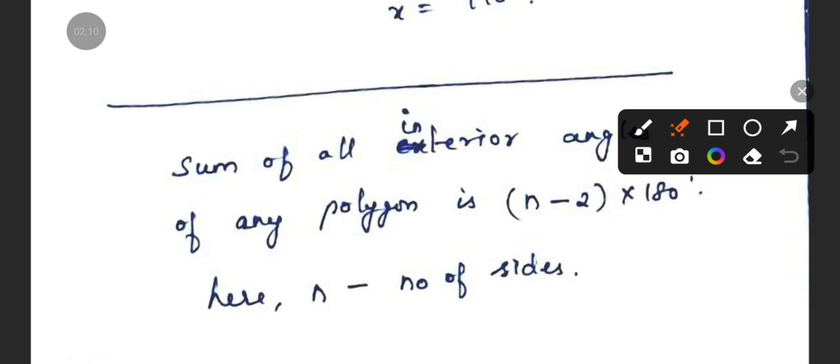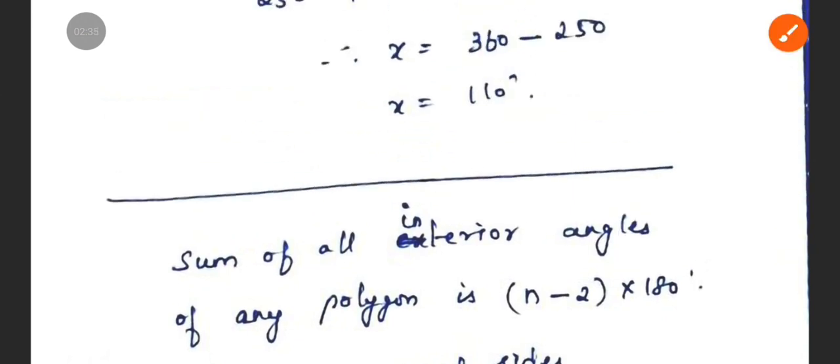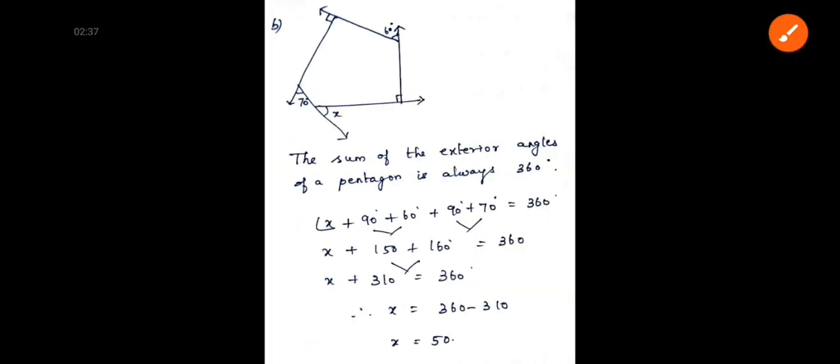Now we have to consider a parallelogram. A parallelogram has 4 sides, so n equals 4. Take 4 minus 2, we get 2. 2 into 180, we get 360. So the sum of all interior angles of a parallelogram is 360. Using this concept, we can find the sum of all interior angles of any polygon easily. I hope you all understand this one. Now we can move to the next problem.